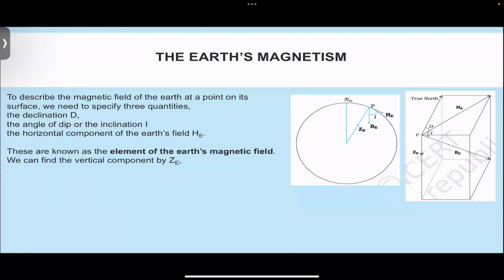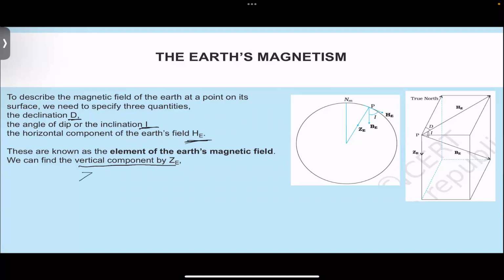Hence, to describe the magnetic field of the earth at any point on the earth's surface, we need three quantities. One is the declination, the other is the angle of dip or the inclination, and the third is the horizontal component of the earth's field. Then we can find the vertical component of the magnetic field at any point using trigonometric relations.